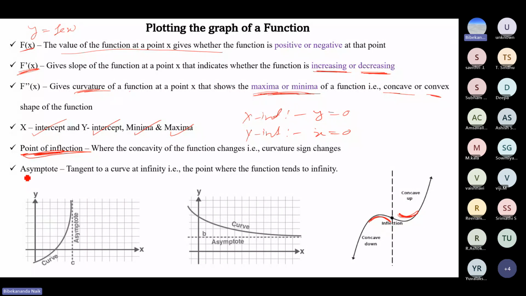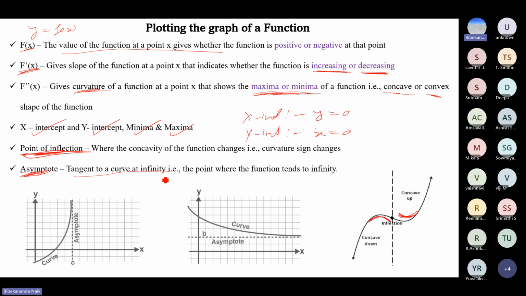And again, another is asymptote. When you are plotting some graph, asymptote is important. What is an asymptote? An asymptote is a tangent to a curve at infinity. That is, when you are drawing a graph and it tends to infinity, at infinity the function tends to infinity. So the asymptote and the curve will be tangent to each other at infinity.